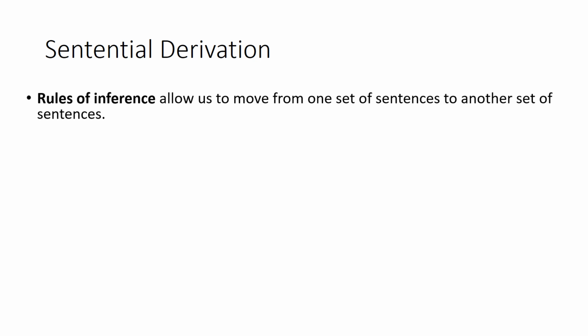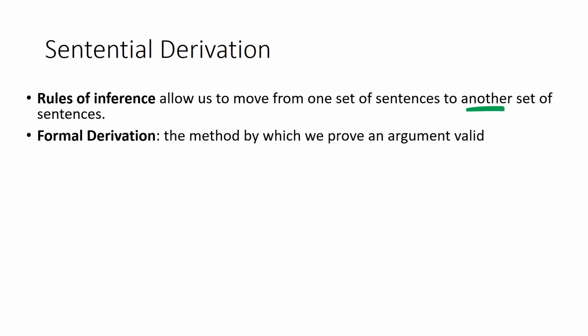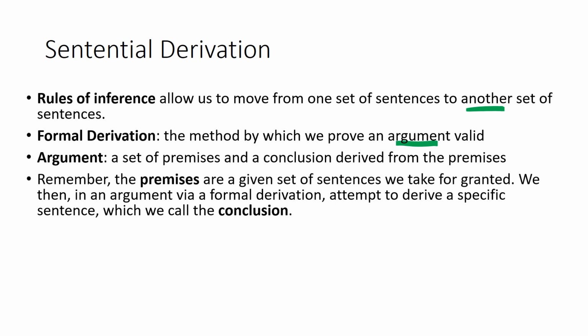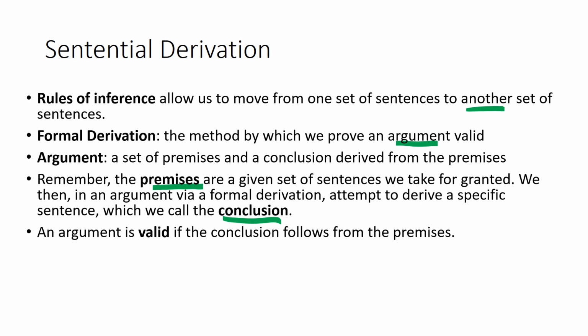Remember that the rules of inference allow us to move from one set of sentences to another set of sentences, where the formal derivation is the method by which we prove an argument valid. And an argument is a set of premises and a conclusion derived from the premises. Remember, the premises are a given set of sentences we take for granted. We then, in an argument via a formal derivation, attempt to derive a specific sentence, which we call the conclusion. An argument is valid if the conclusion follows from the premises.